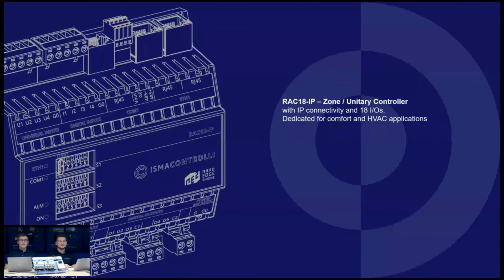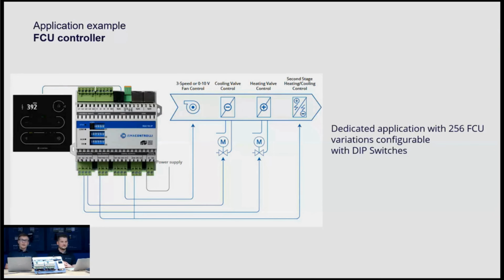So we will go through the room application controller, also called a zone application or unitary application controller, which is equipped with 18 inputs and outputs and IP connectivity. Let's start with the first base application. It's a Fancoil unit controller with a built-in universal application for Fancoil unit control, up to 256 different types of Fancoil units, which can be configured using the DIP switches.